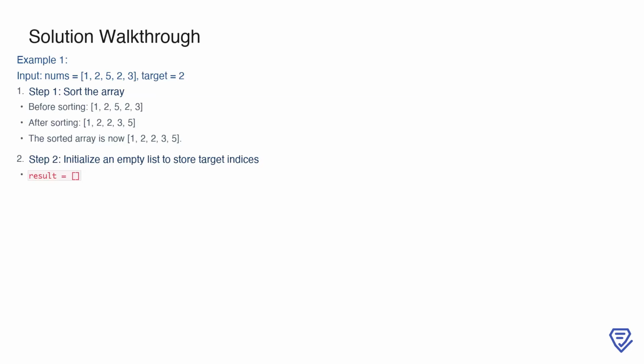To solve this problem, we start with an example where the input array is 1, 2, 5, 2, 3, and the target value is 2. The first step is to sort the array. Before sorting, the array is 1, 2, 5, 2, 3. Once sorted, it becomes 1, 2, 2, 3, 5. Sorting ensures that all occurrences of the target value appear consecutively, making it easier to identify their indices. Next, we initialize an empty list called result where we will store the indices of the target value as we find them during the iteration process.